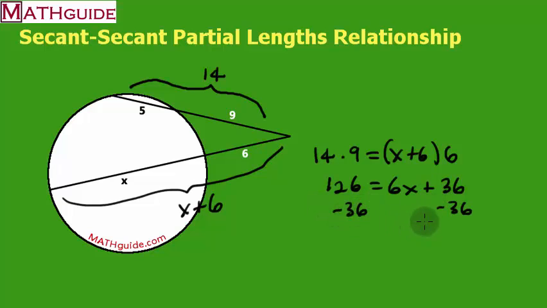It's the opposite of adding 36. And I'm going to get 90 is equal to 6x. Last step, I divide everything by 6. And I'm going to get my answer here.